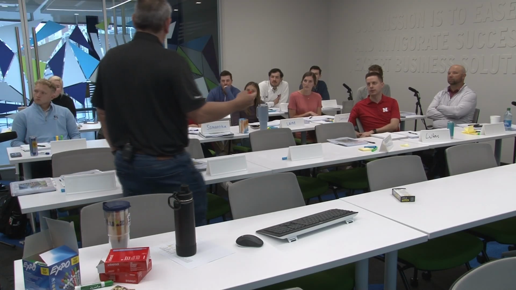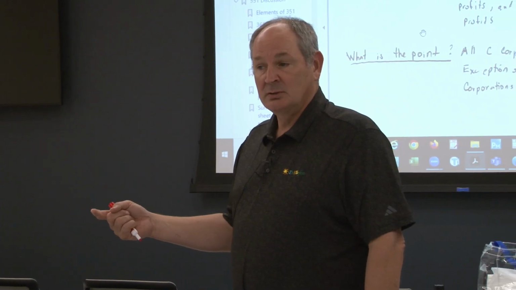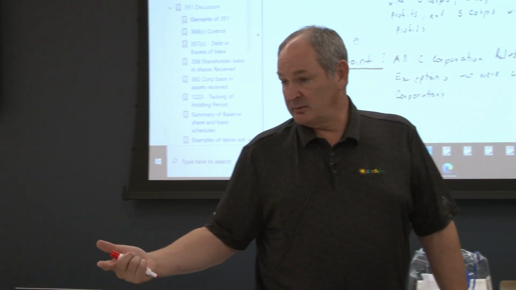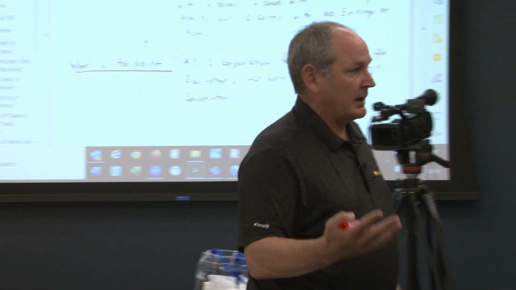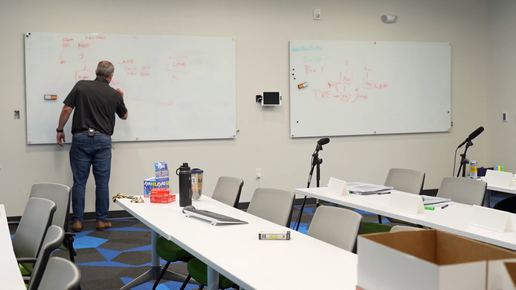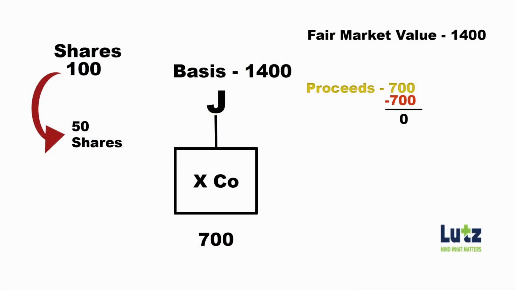50. What percentage did Jack own before the redemption? 100. How much did he own after? 50. As a percentage? 100. He owned 100% pre, he owned 100% post. So instead of declaring a dividend, why can't I just sell back 50 of my shares, get basis of 700, and have no gain or loss? That seems way better than a $700 dividend, doesn't it?